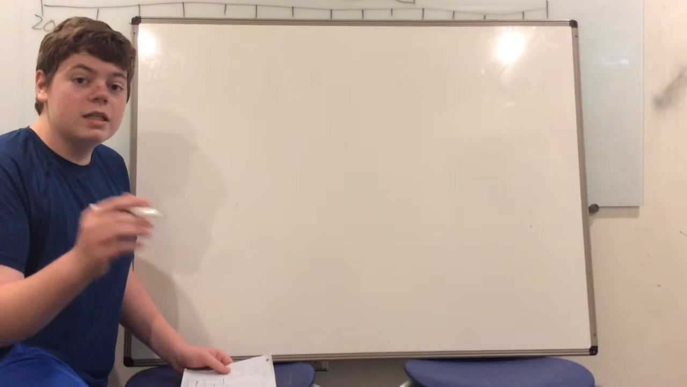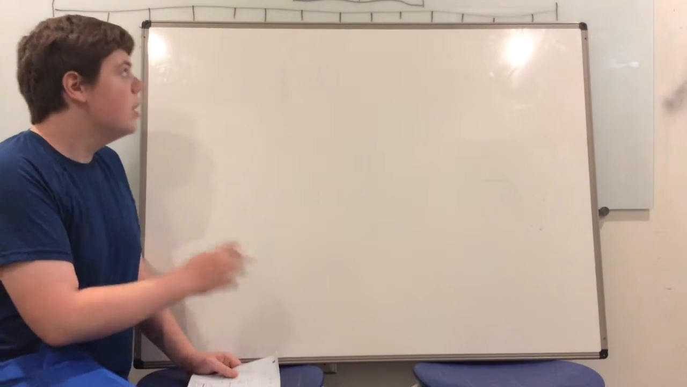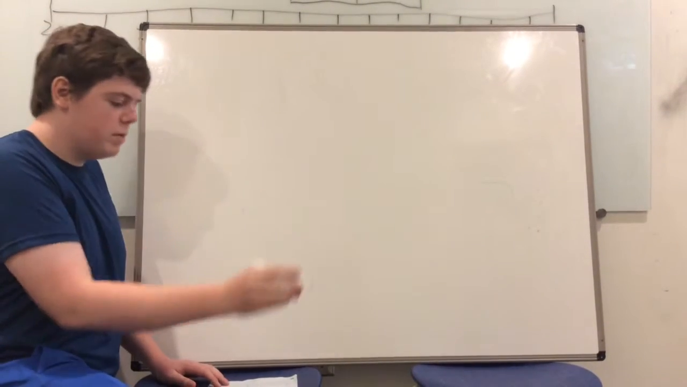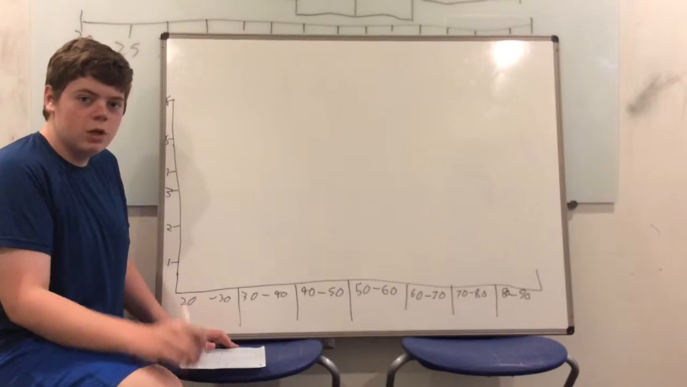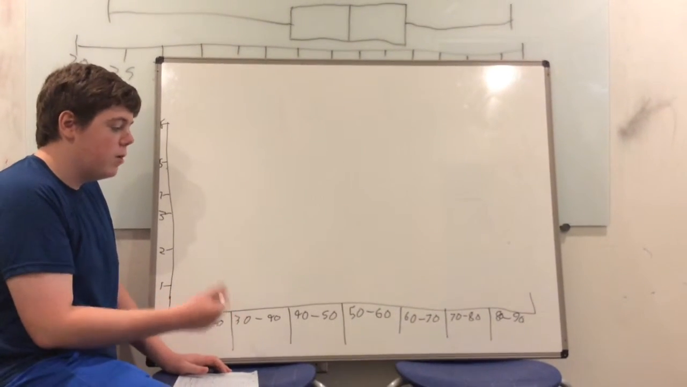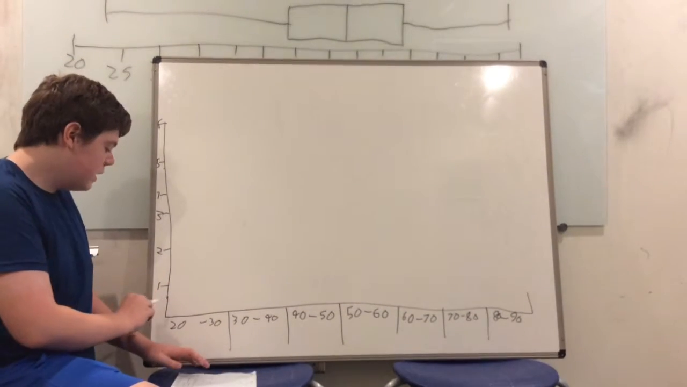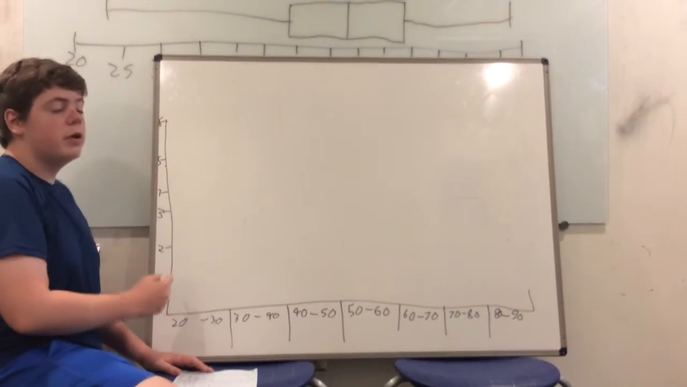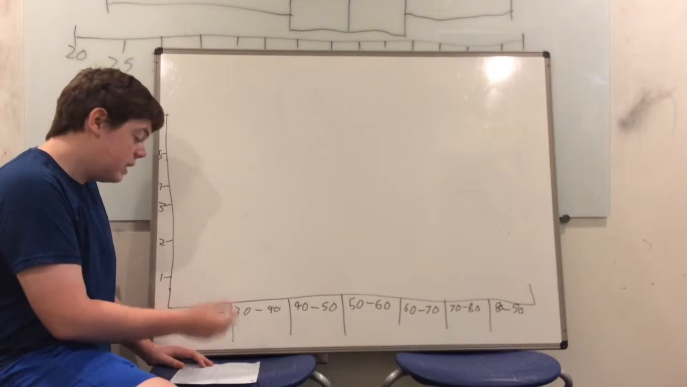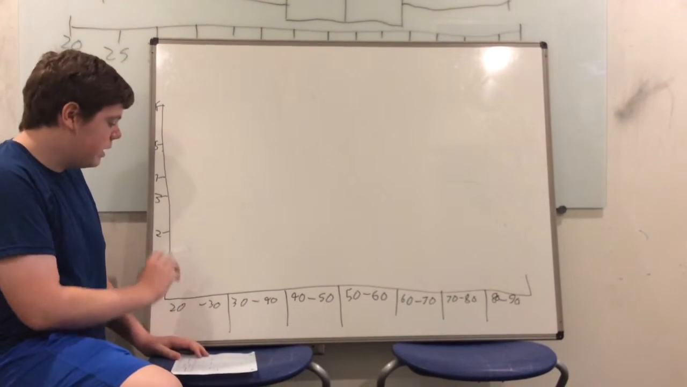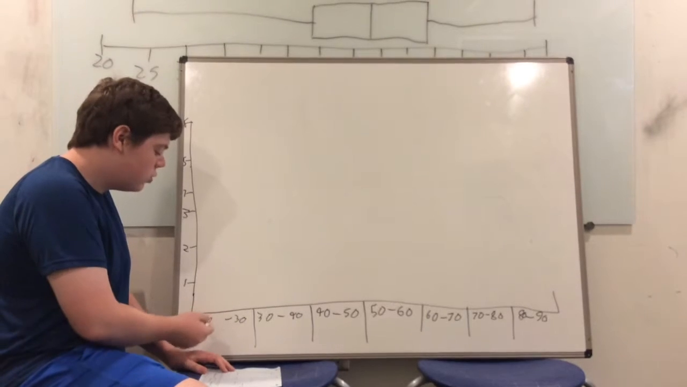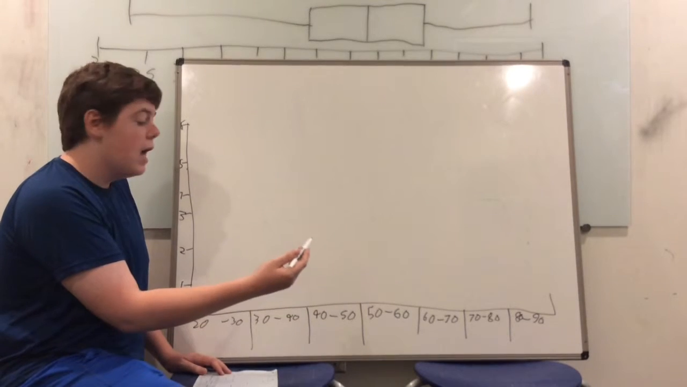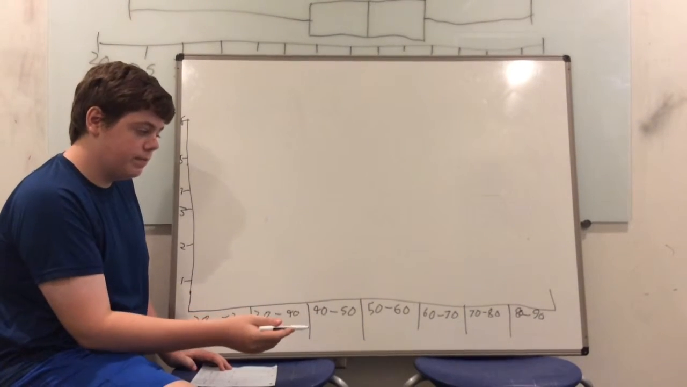Now we're going to make our histogram part related to our box and whisker plot. We're going to have the same number line from 20 to 90. It's a little different in two ways, because instead of just a horizontal line, there's also a vertical part to this line too. And instead of being 20, 25, 30, 35, 40, it's 20 to 30, 30 to 40, 40 to 50, 50 to 60, 60 to 70, 70 to 80, and 80 to 90.